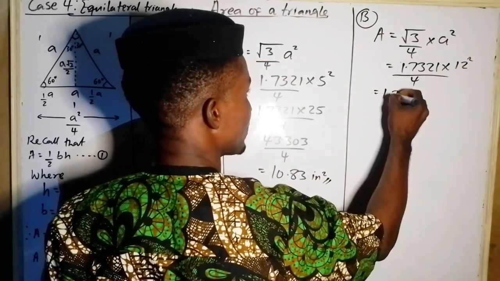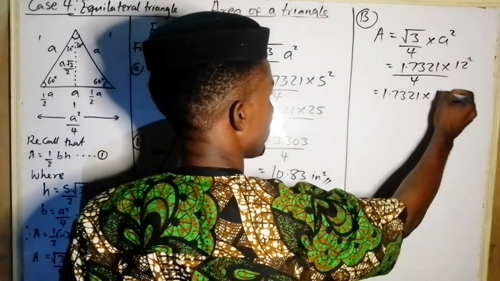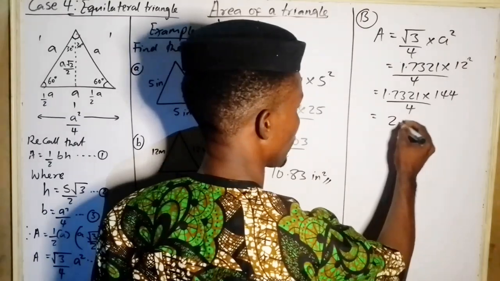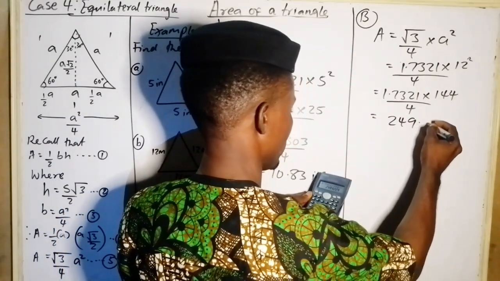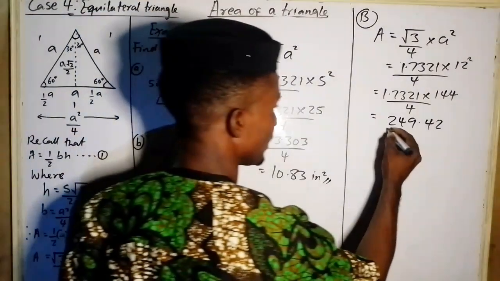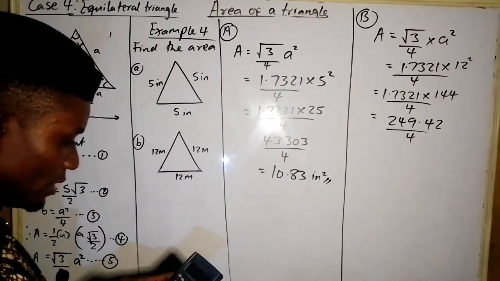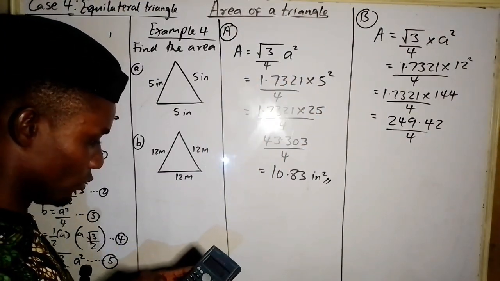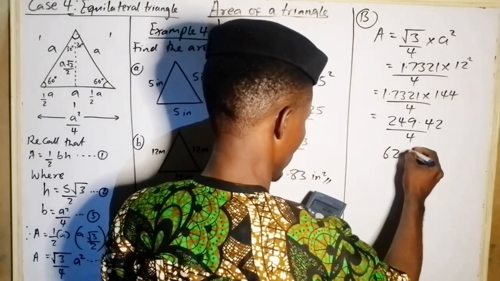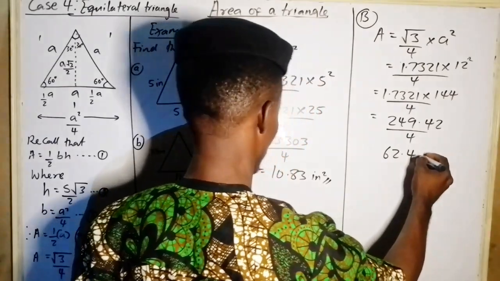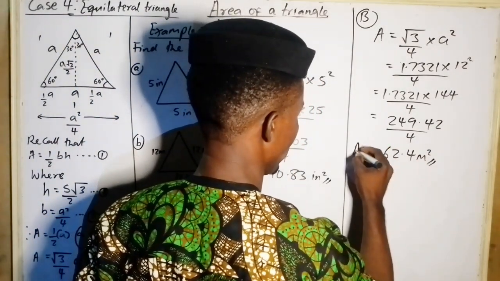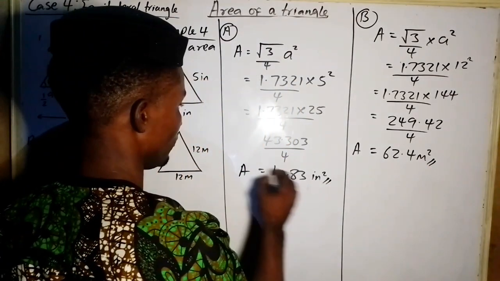So 1.7321 times 144 divided by what? By 4. 249.42. 249.42 divided by 4. And that's giving us 62.4. 62.4 meter square. So that is our area for this second shape.